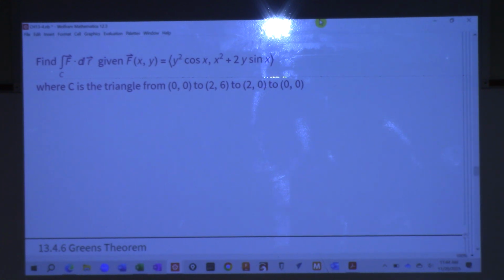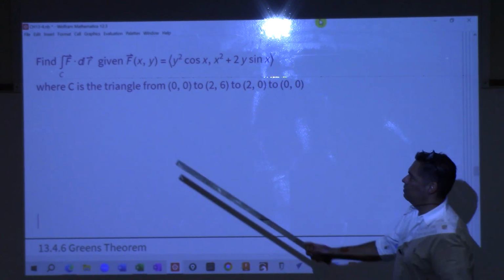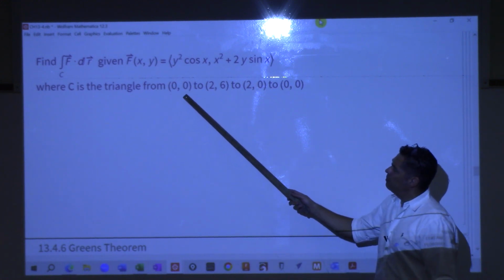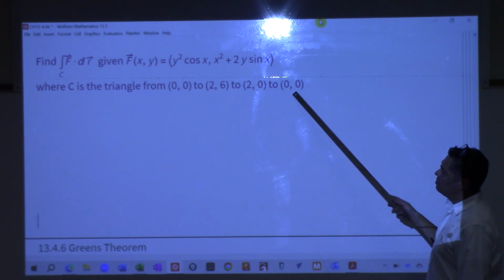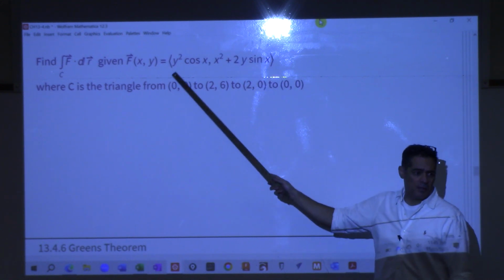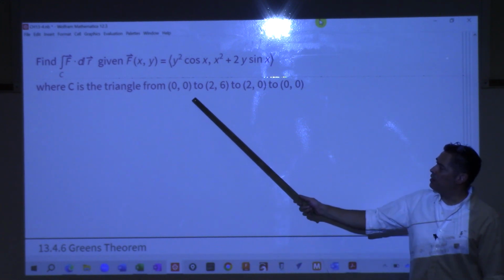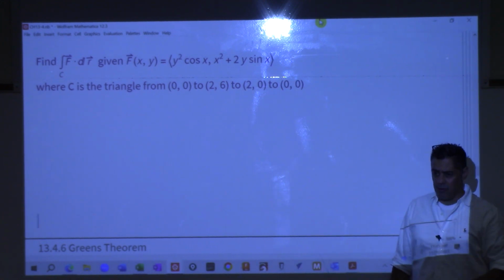I think we did a problem like this back in, I don't even remember. Okay, find the line integral over C of f dr. I want to know the work, right? That's work, if you're trying to move along this triangle from 0, 0 to 2, 6 to 2, 0, back to 0, 0, and you're trying to move through this vector field. So I give you a field, and I give you a curve to traverse.